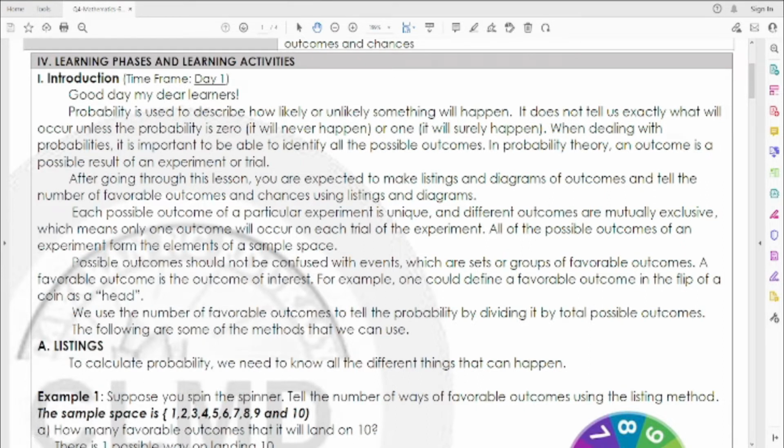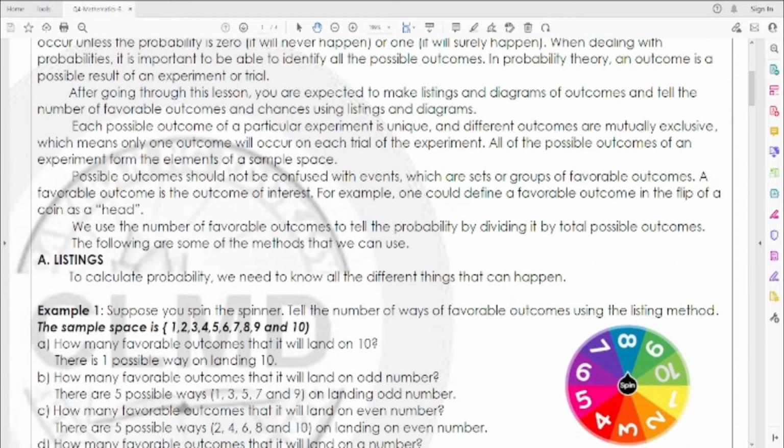A favorable outcome is the outcome of interest. For example, one could define a favorable outcome in the flip of a coin as a head. We use the number of favorable outcomes to tell the probability by dividing it by the total possible outcomes. The following are some of the methods that we can use. Number 1 is listing.